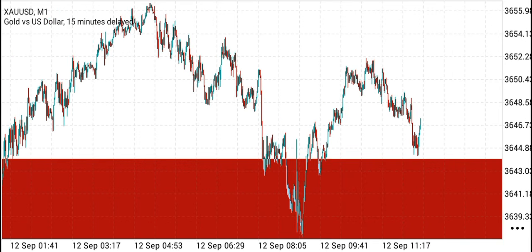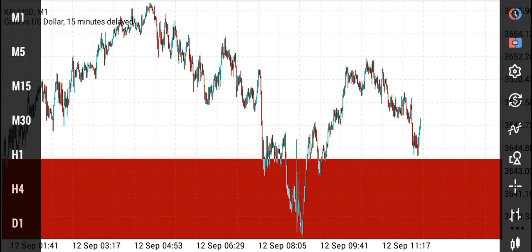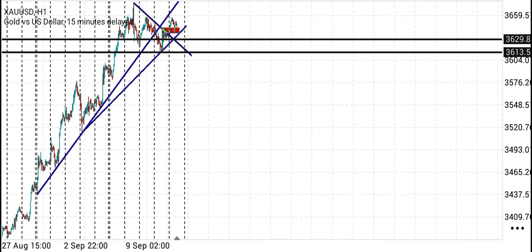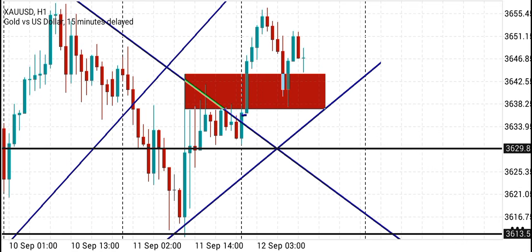Now, the truth of the matter is, using this strategy, there is more to it. There are other confluences that you need to attach to this to be able to find all of these very easy, to be able to find the entire strategy easy.